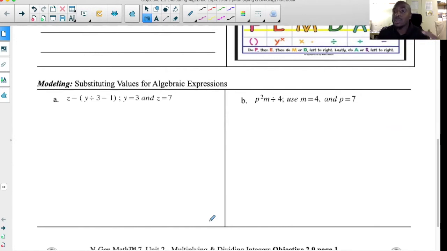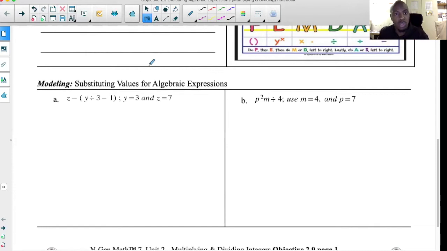evaluating algebraic expressions. Why are they called algebraic? Because they're not numerical anymore. They have algebra, they have letters, they have variables. And once again, a variable is a substitute for an unknown number at the time. In this case here, they're going to tell you what these variables are equal to. And we're going to go in and we're going to substitute the variables in, and then evaluate, and then get a simplified answer. For example, the first one here says z minus parentheses y divided by 3 minus 1.